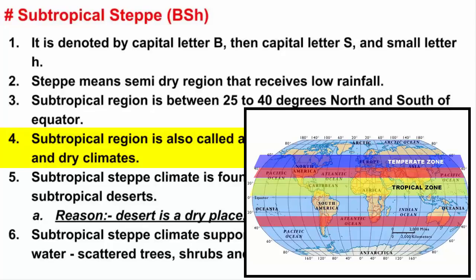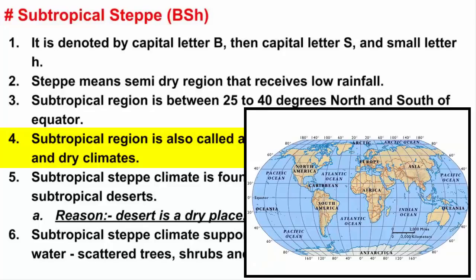Similarly, to the south of subtropical region, tropical region exists. And tropical region receives sunlight all throughout the year. Wherever there is heat energy, that makes the environment warm, and warm environment has a good amount of moisture content in the air. So this is how subtropical region is also called the transition zone between humid and dry climates.